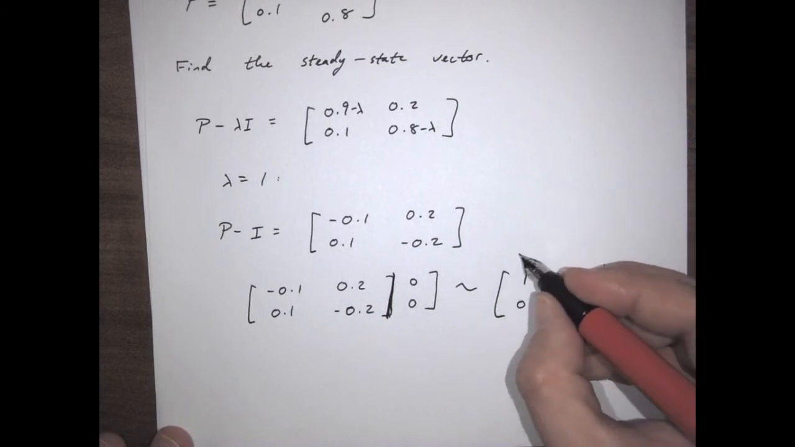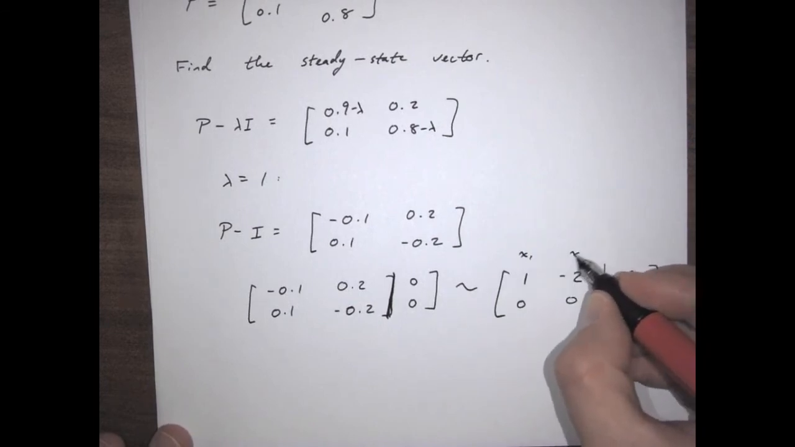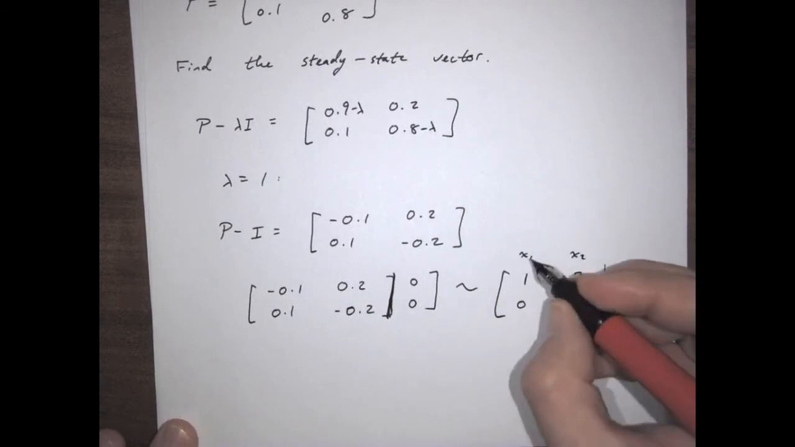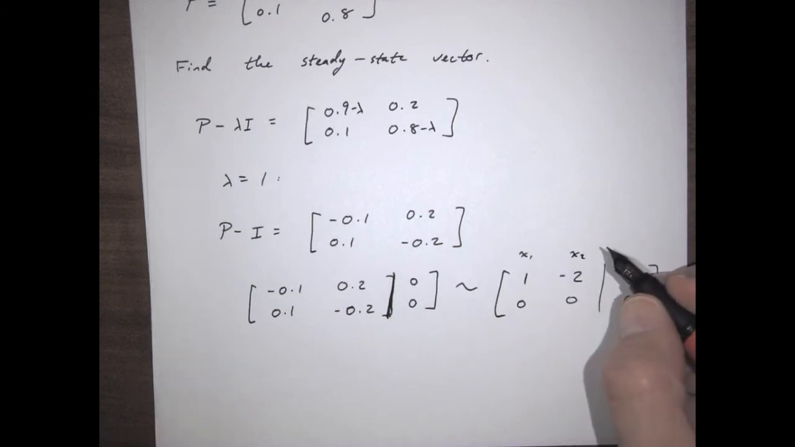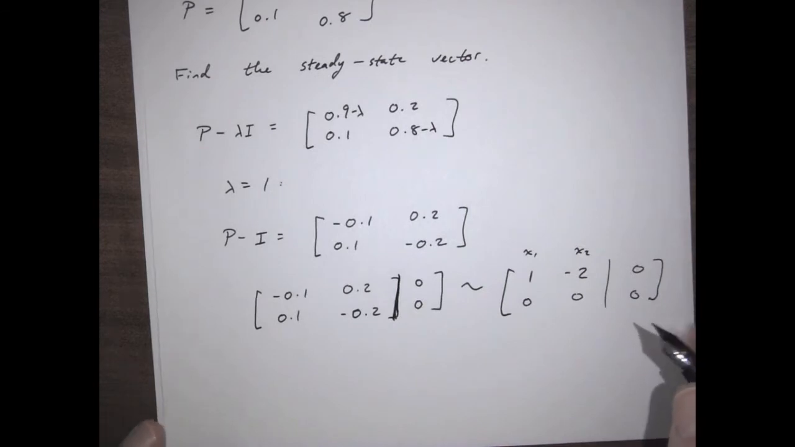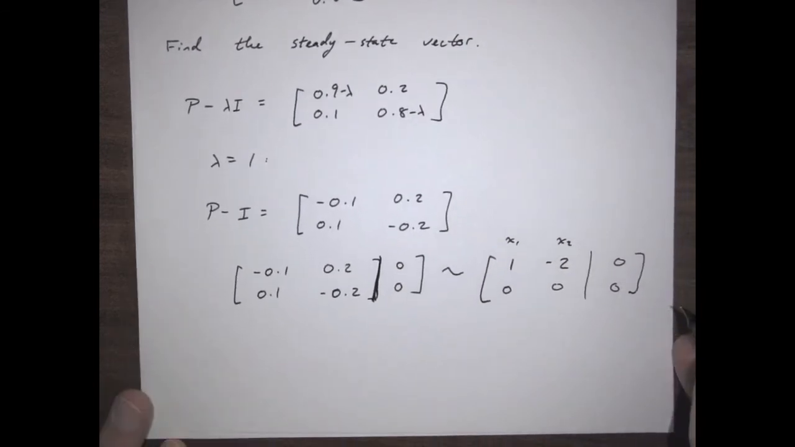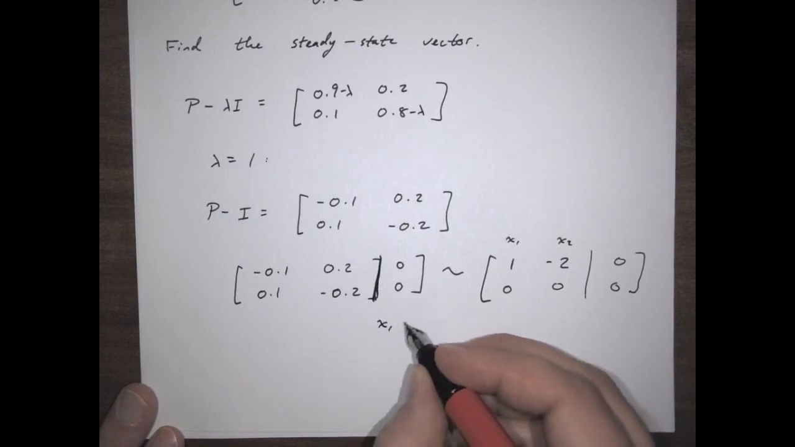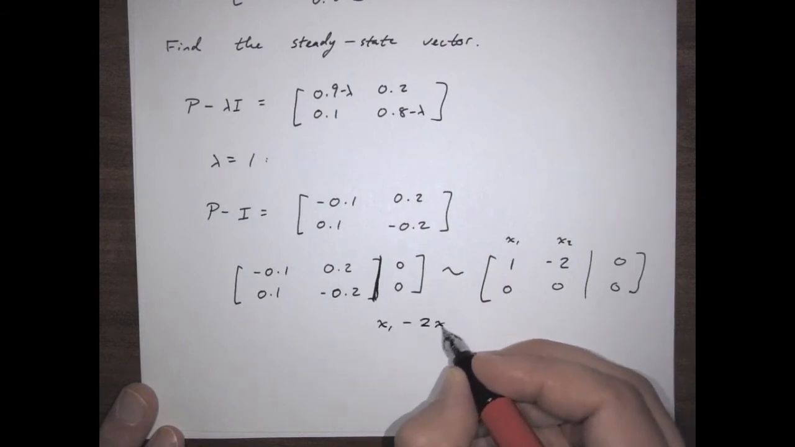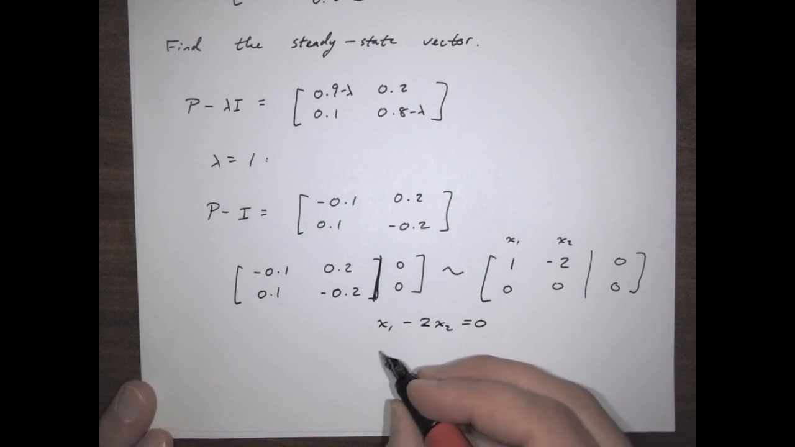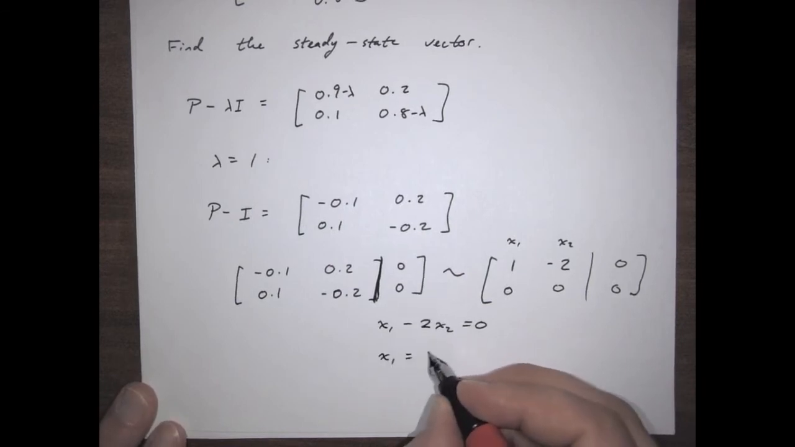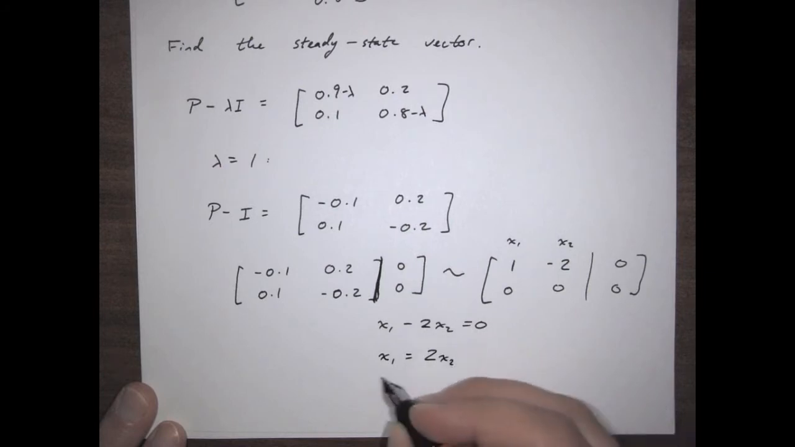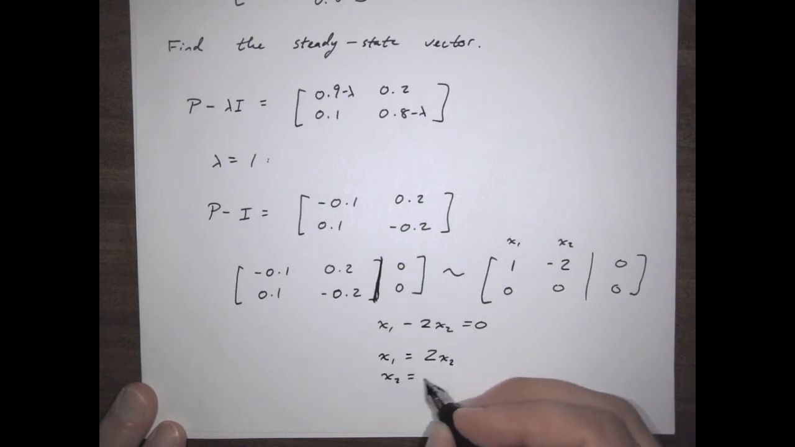And now here, if we look at it as x1, x2, actually I shouldn't call them, I will call them x1, x2. It's awkward because I was using the x's also for the sequence of the vectors, but that's customary. So here, x1 minus 2x2 equals 0, and so then x1 equals 2x2, x2 is free, so x2 equals x2.